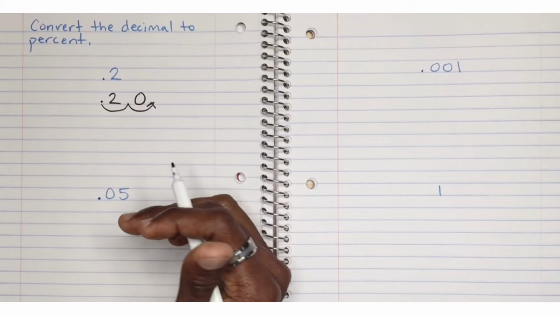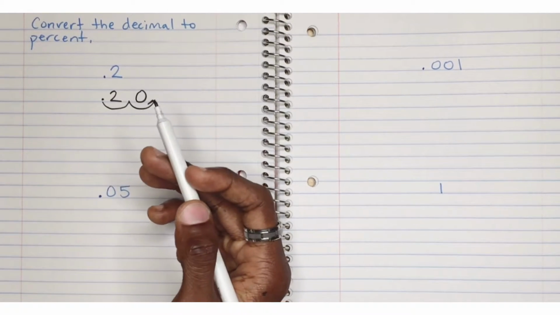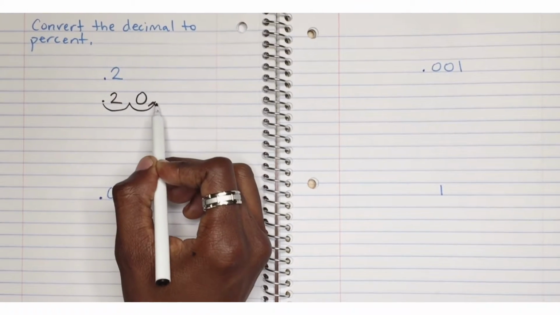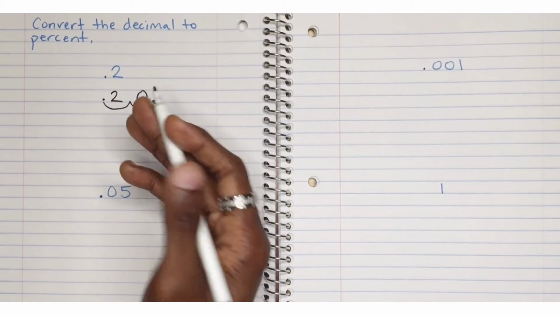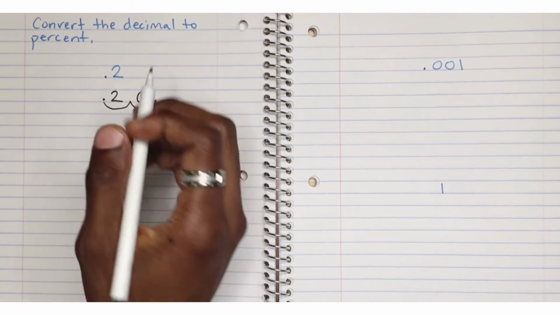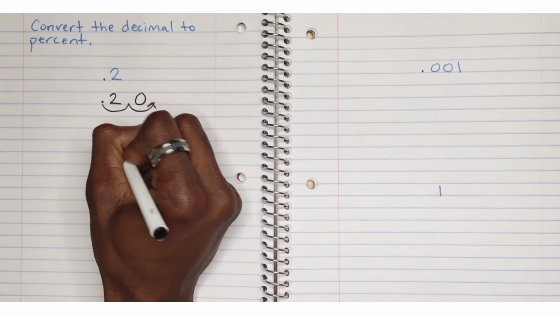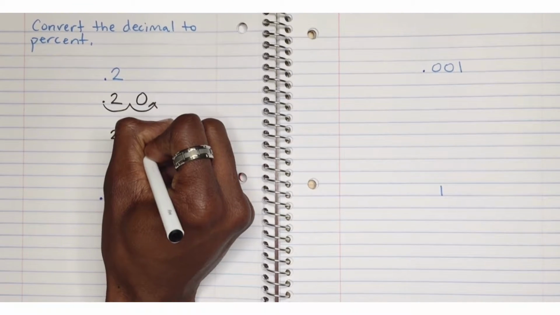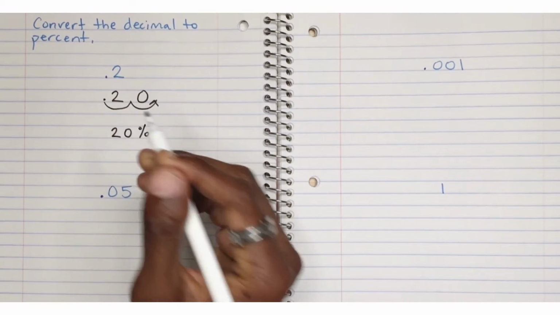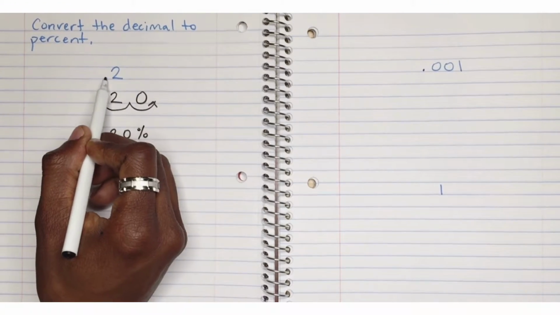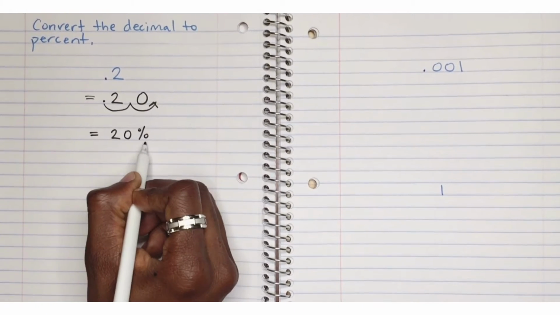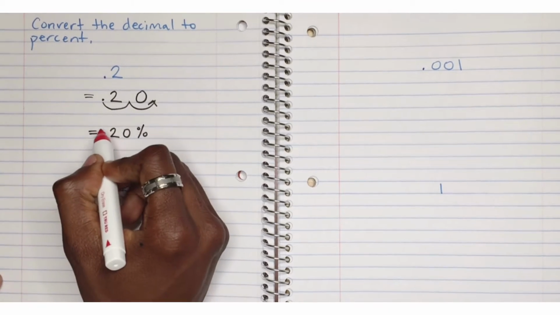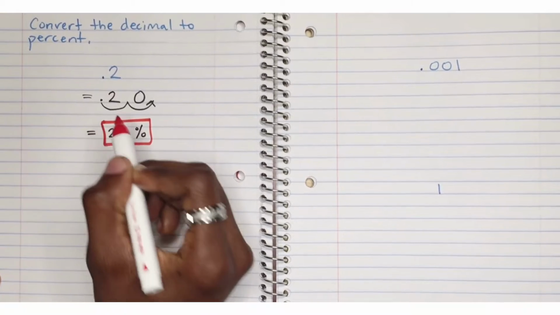And then the last step is that we're going to replace this decimal that we moved, that would technically be here. We're going to replace that with a percent sign. So I'll just rewrite it as so. 20%. Simple as that. So we're going to say 0.2 equals 20%. And that is your first answer.